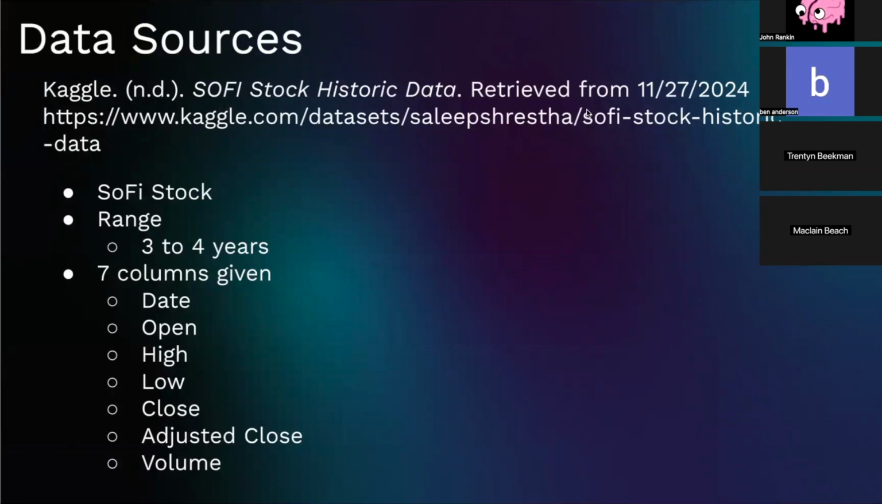We used a historical data set as our data source from SoFi stock. It was about a 3 to 4 year range, and it gave 7 columns: the date, the open value, the high value, the low value, the close value, the adjusted close, and the volume. And then we downloaded this data and stored it into a CSV file. The column that we did the analysis on was the close column.